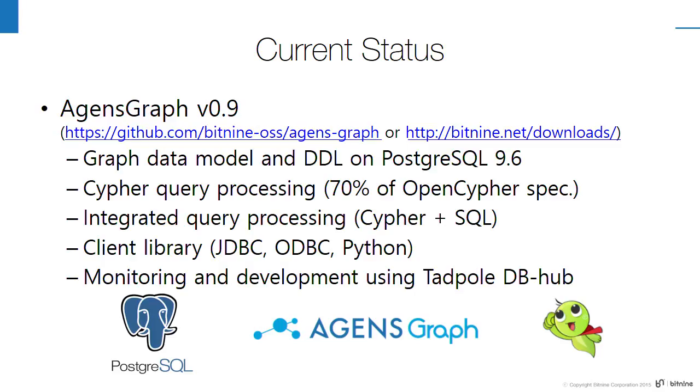Last month, we released AgensGraph 0.9. You can clone our project from GitHub or download from our homepage. Using the current version of AgensGraph, you can create graph objects, vertices, and edges. We implement about 70% of the OpenCypher spec.